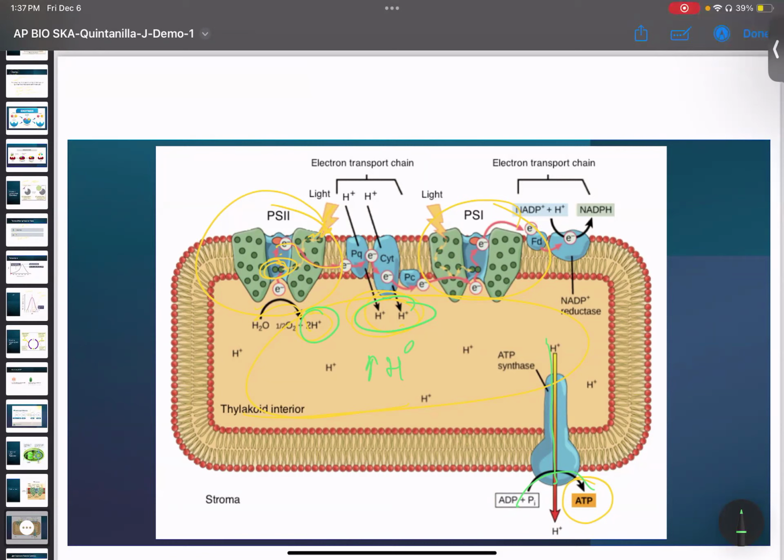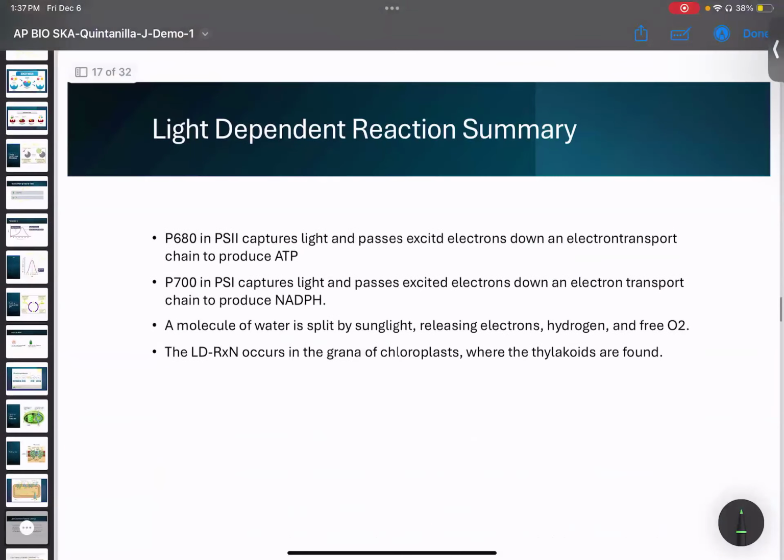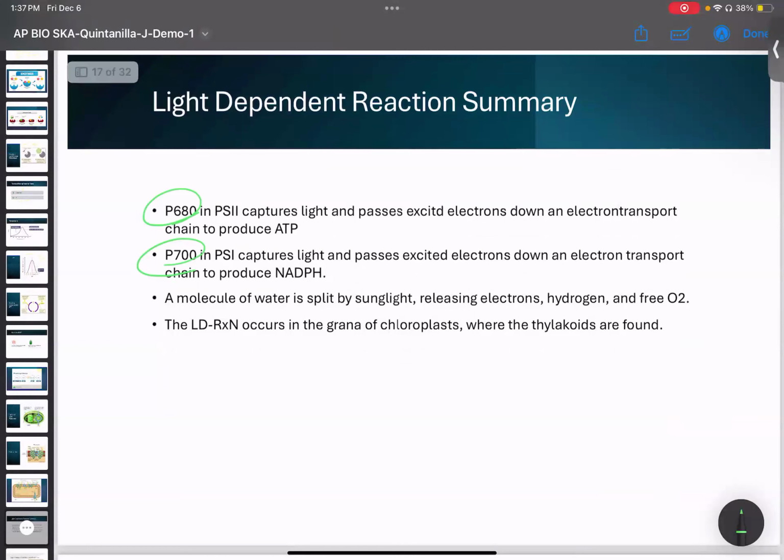And so, just to specify, the NADPH and the ATP is going to be used in the Calvin cycle, which is the process by which carbon dioxide is being fixated or fixed into usable sugars. So this is just a brief preview, a brief summary. So you have different wavelengths or different pigments. So these are different pigments that capture light's energy, pass it down to the electron transport chain, and then they produce ATP or NADPH. Water molecules are split by sunlight to produce hydrogen and oxygen.